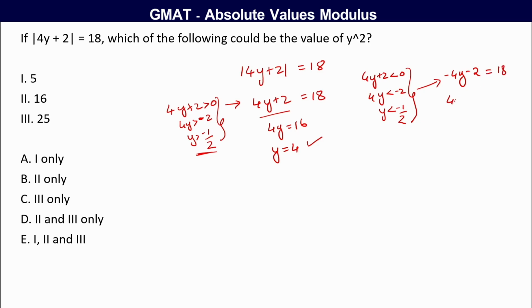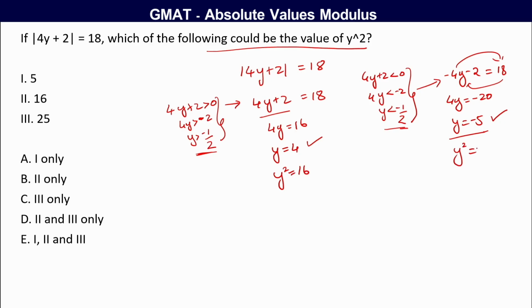So you have, taking 4y to that side and 18 to this side, -4y = 20, that is 4y = -20, so y = -5. So y comes out to be -5. So -5 is less than -half. That's why this also is a possible value. And here they're asking which of the following could be the value of y squared. So when y is 4, you have y squared = 16, and when y is -5, you have y squared = 25. So it can be either 16 or 25, and that is option D.